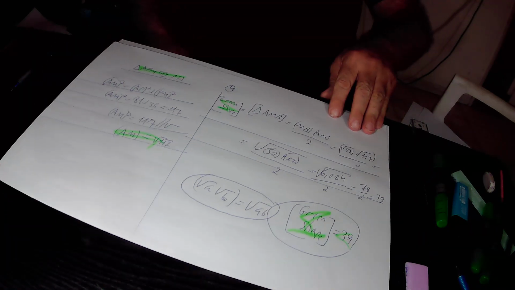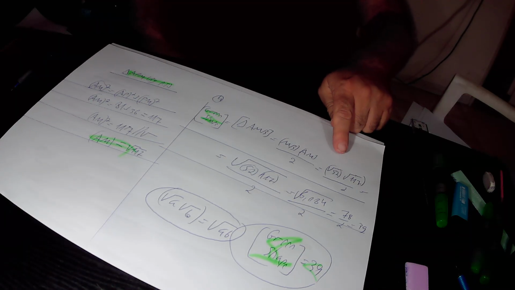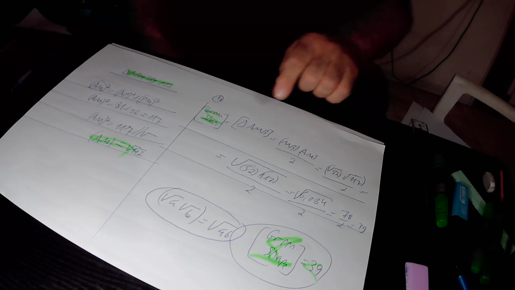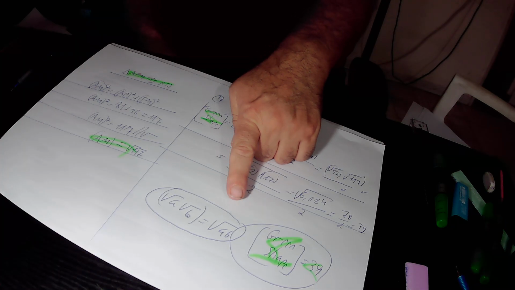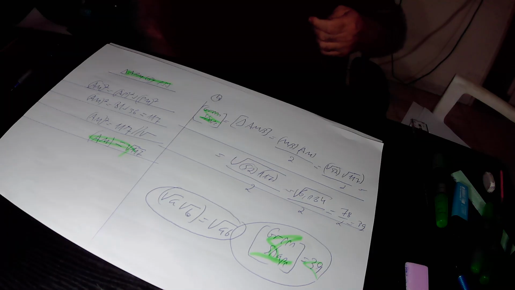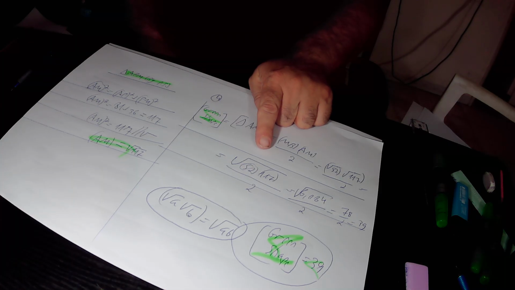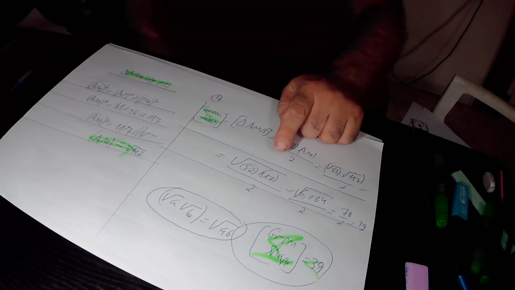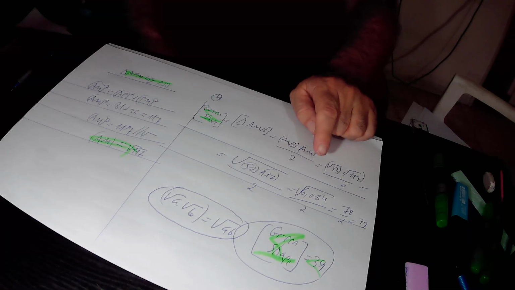So in total, MB times AM over 2 equals the square root of 52 times the square root of 117 over 2. We have the algebraic identity that says the square root of A times the square root of B equals the square root of A times B. And therefore, the square root of 52 times the square root of 117 will be equal to the square root of 52 times 117, divided by 2. 52 times 117 is 6084, divided by 2.